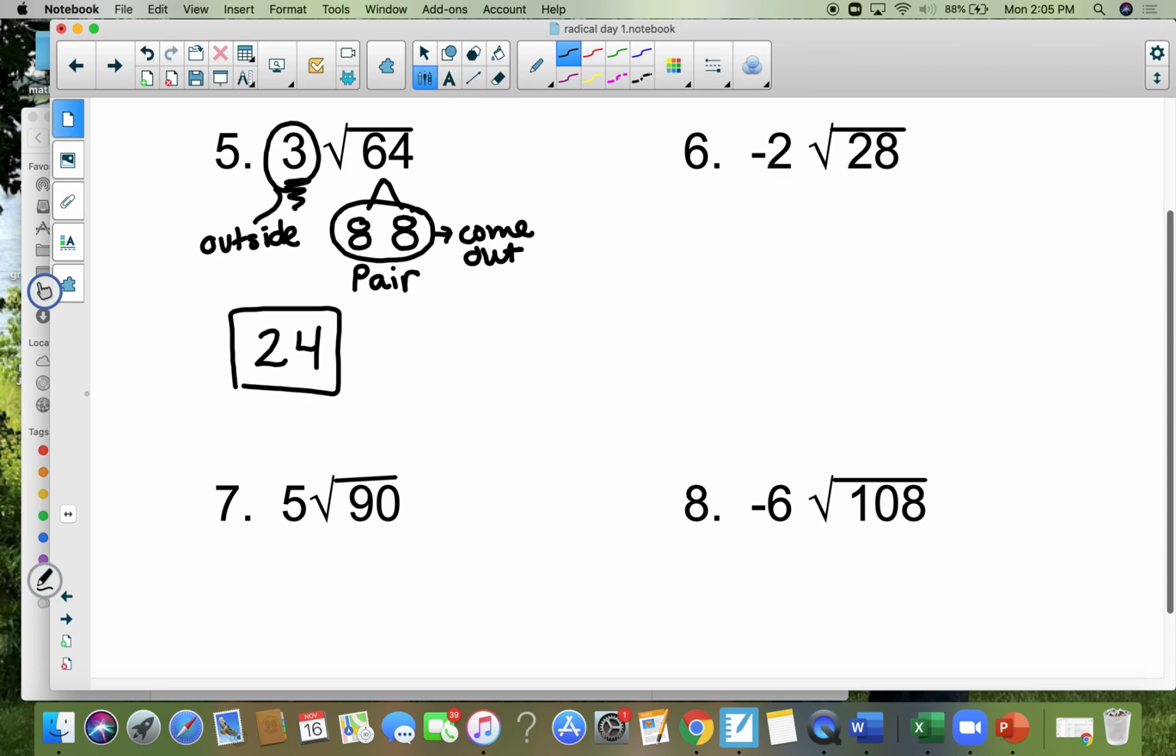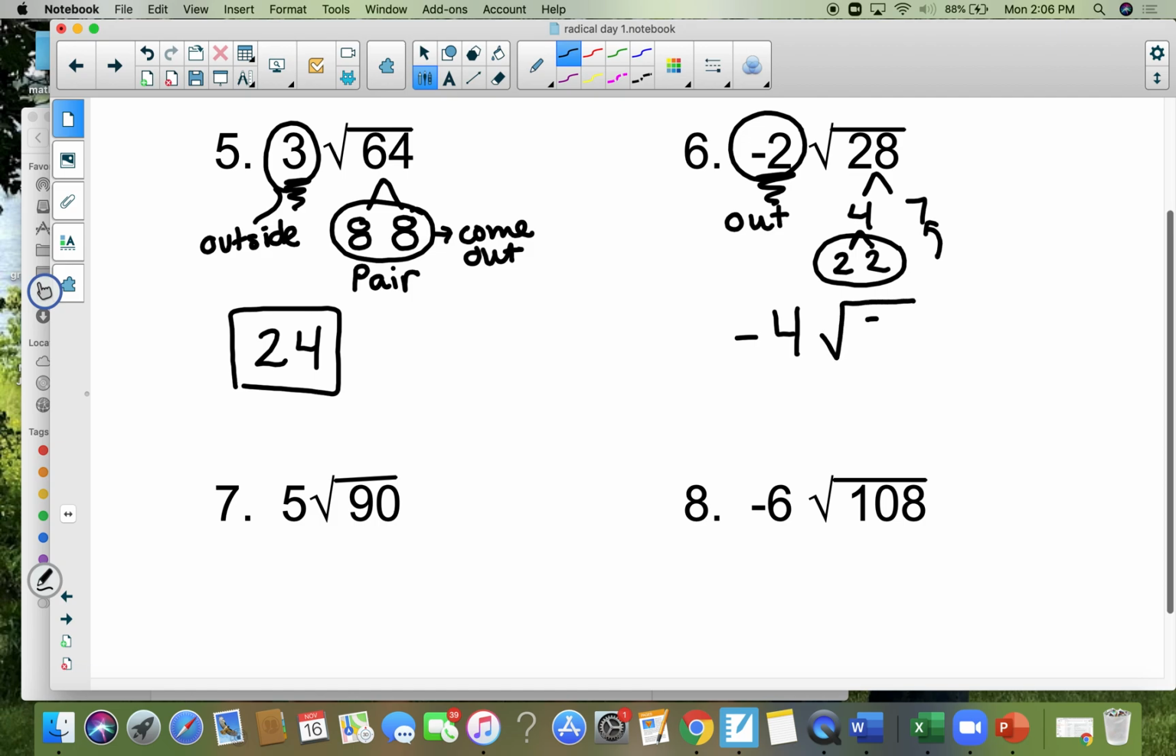Okay, let's do another one. The -2 is already out. He's gonna wait to see who gets to come out with the -2. 28 is 4 times 7. The 4 is 2 and 2. I'm gonna circle pairs. The -2 is out. 1, 2 gets to join it, so it's gonna be a -4 on the outside. This guy right here doesn't have a pair, so he has to stay inside. Okay, let's do 2 more.